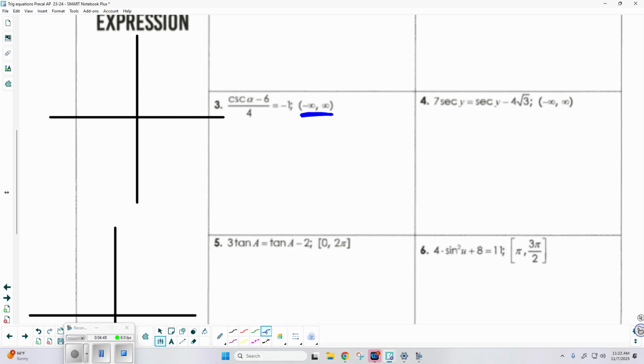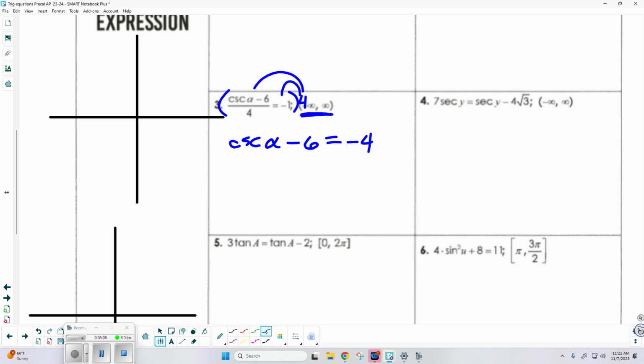What's the first thing you would do in this equation? I'd multiply by 4. I'd go ahead and get rid of that fraction. Okay, so let's do that. If I distribute, that's going to give me cosecant of alpha minus 6. And then 4 times negative 1, we're looking at negative 4.